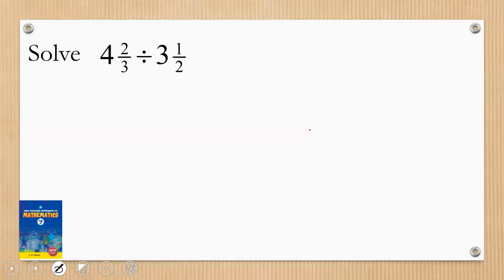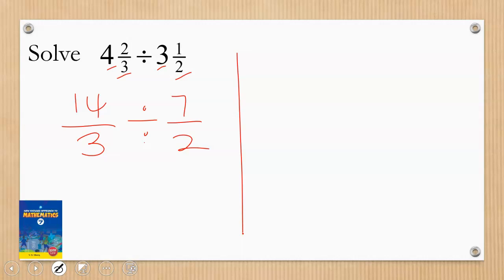Now 4 2/3 can be converted to an improper fraction as 3 times 4, which is 12, plus 2, 14, divided by 3. And the 3 1/2 can also be converted as 2 times 3, which is 6, plus 1, 7, divided by 2. Right. So we can change the division to multiplication by reciprocating the 7/2 to 2/7. Then we get it this way.